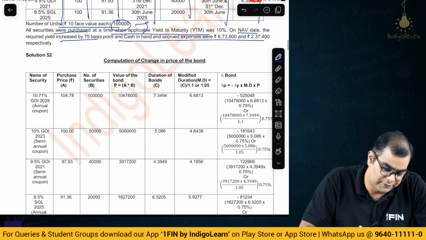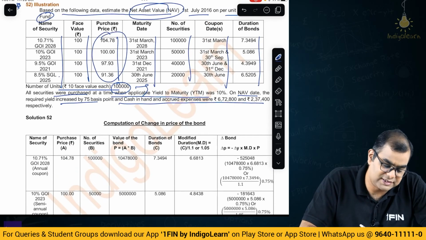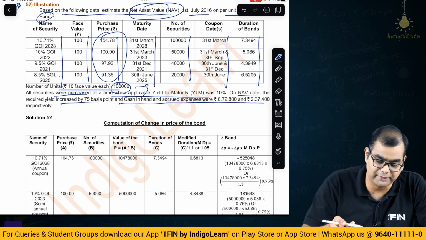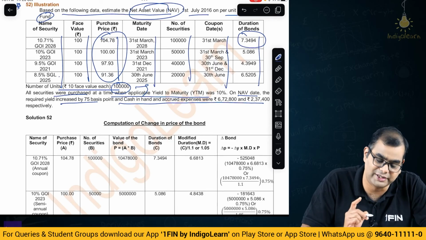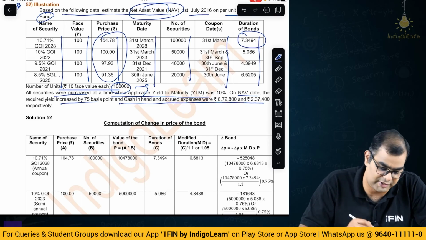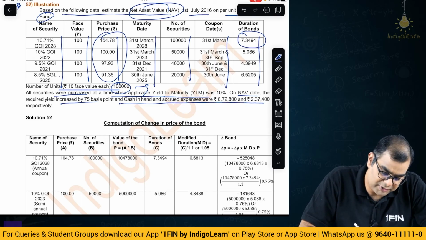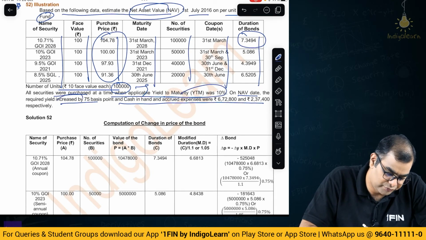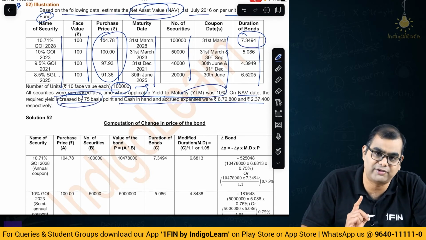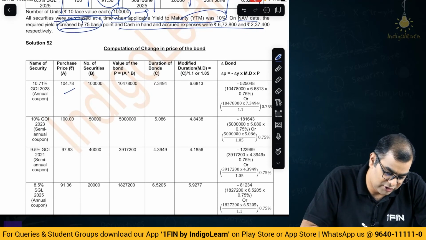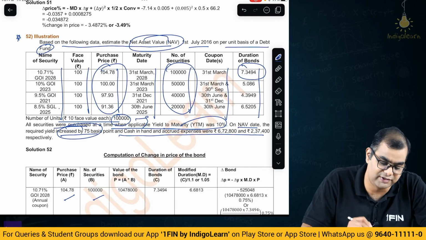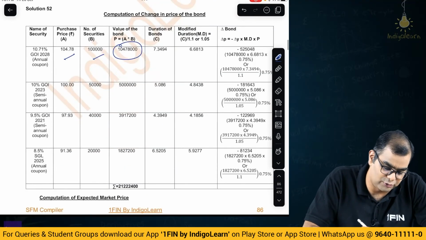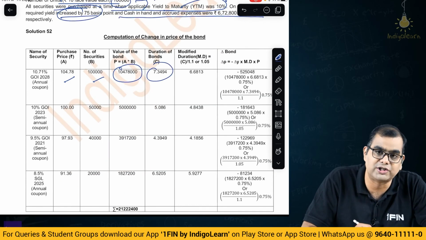Now, you have to compute, there is a purchase price, you have to compute what is the change in the price. So, how will you compute change in the price? Either you have to reprice or you already have the duration, and there is only one change in interest rate. So, you can use duration to compute the change in price. What is the increase? They were all purchased when YTM was 10%. Now, increase in rate is 75 basis points. So, what you do is, you have this purchase price, number of securities. Each place they have given the number of each bond, they have given number of securities. You know the total value. For each bond, you know what is the duration.